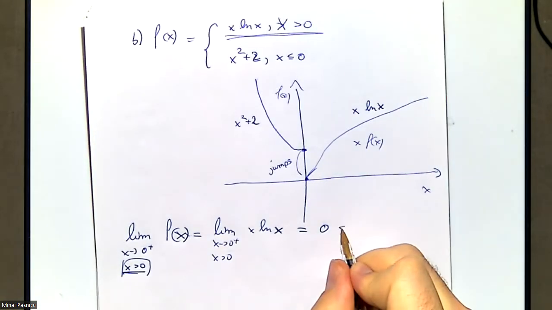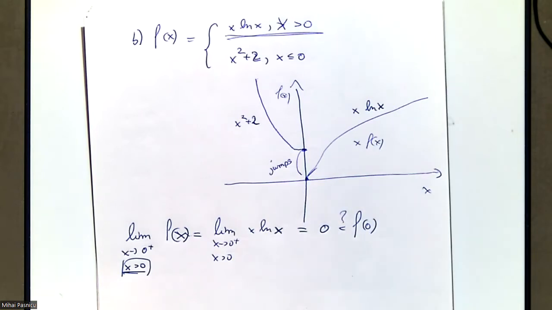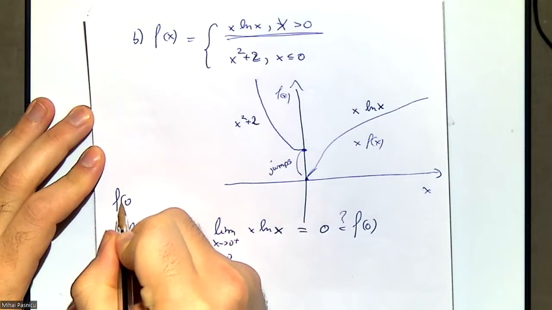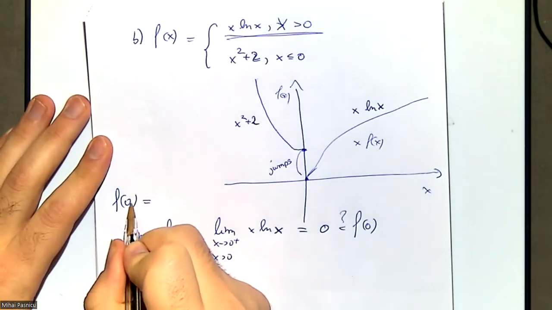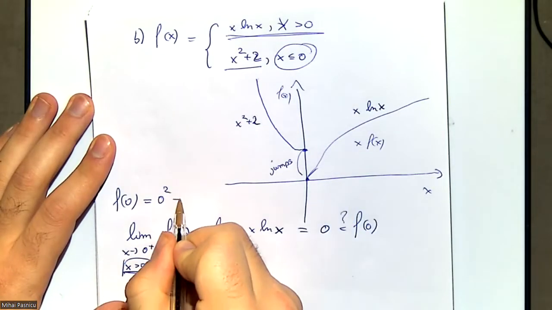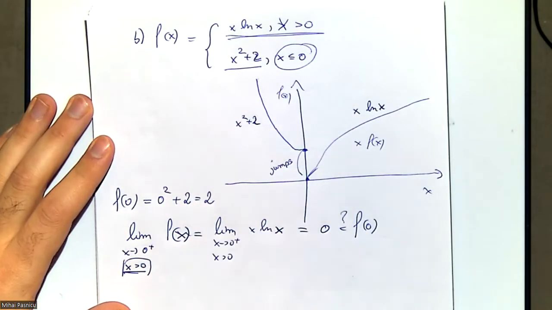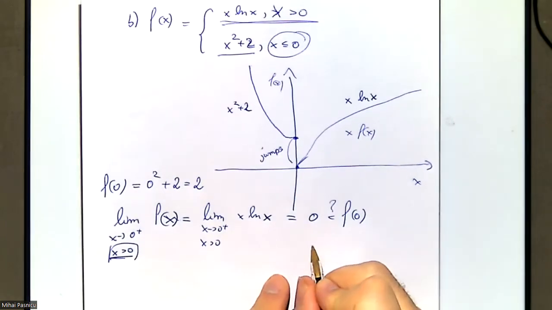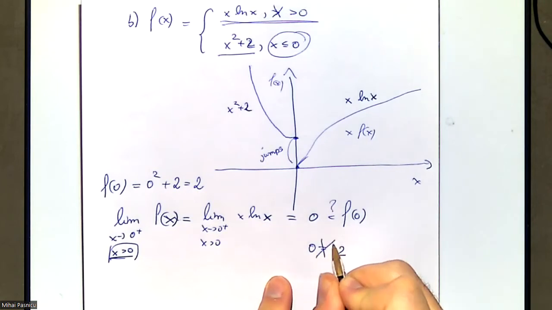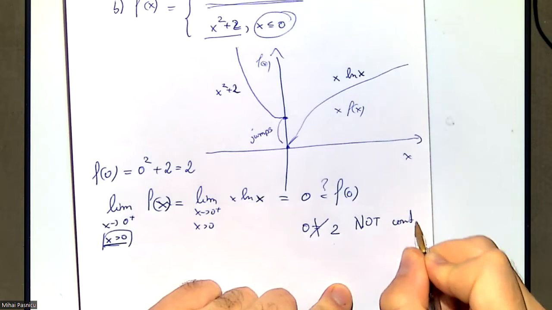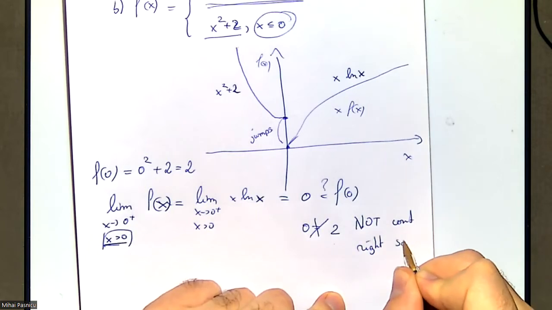Now, is this equal to f of 0? Well, I don't know. Let's see what f of 0 is in this case. f of 0 is, since 0 is smaller or equal to 0, equal to 0 squared plus 2. This is just 2. So I would need to get 0 equal to 2, which is false. So at this point, I can say it is not continuous from the right side.